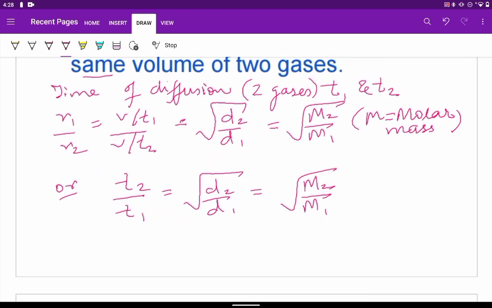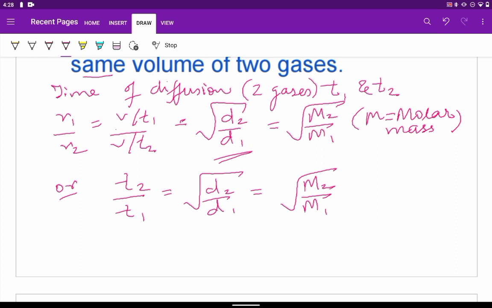V is common, so V gets cancelled. So finally we get the ratio of the time taken, T2 by T1, equal to, from this previous equation only, because here V gets cancelled. So we get T2 by T1 equal to square root of D2 by D1, that is also equal to square root of M2 by M1, where M is the molar mass.